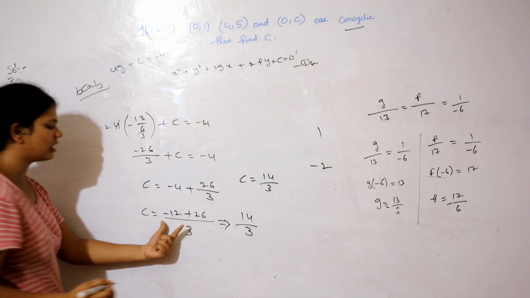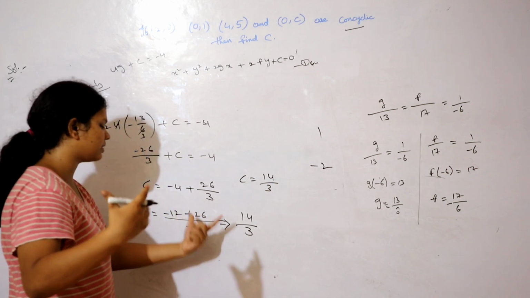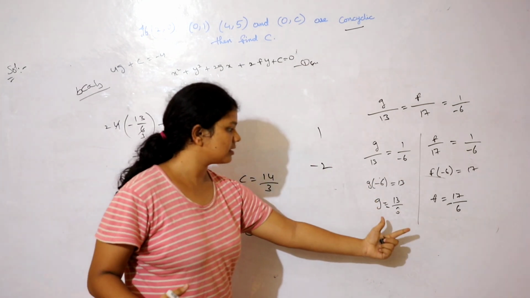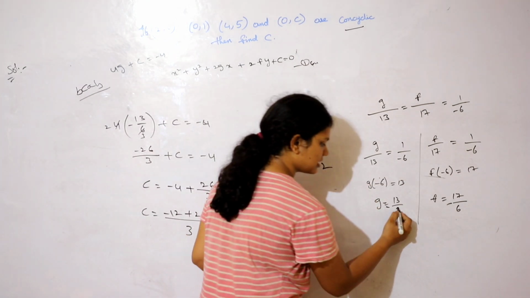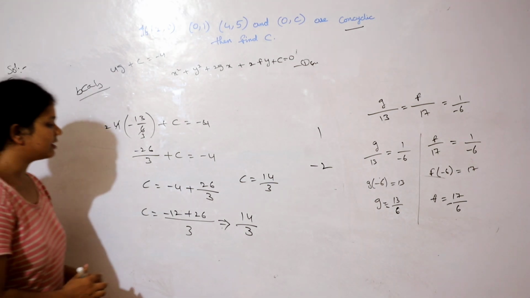No need to write minus because the positive sign carries the bigger value, which is 26. So the c value is 14 by 3. The g value is minus 13 by 6. The f value is minus 17 by 6. Clear till here?